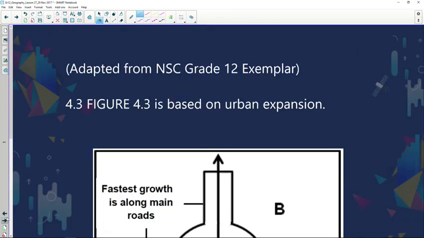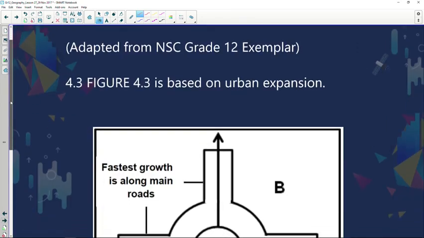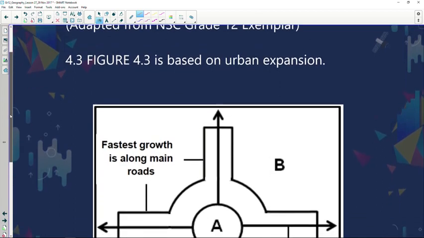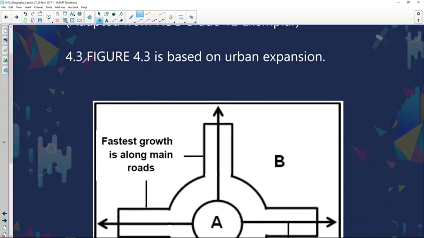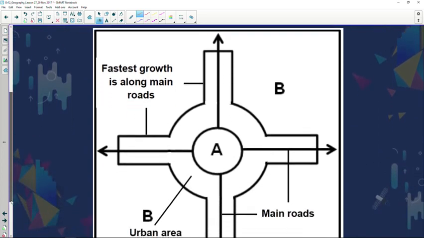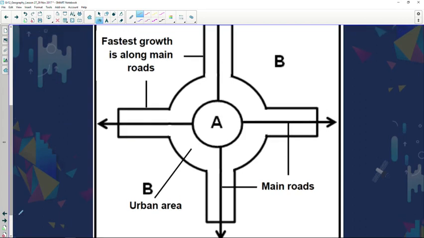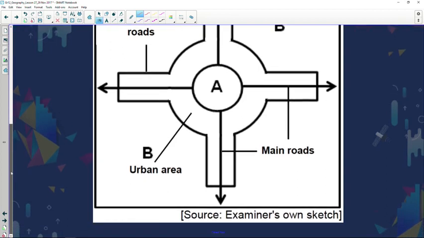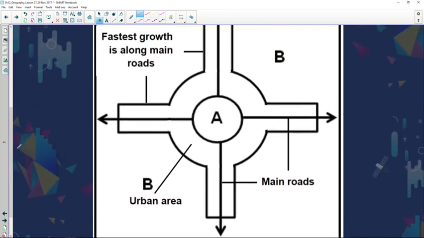Now that's the short questions answered with the multiple choice. Now let's quickly go to the longer type of questions, your paragraph questions. Now if you look at figure 4.3, it is based on urban expansion. It's the urban area actually getting bigger. Now we're talking about the physical buildings in residential areas. Now, as you can see, this is the urban area. A probably represents the CBD, and as you can see, all the roads link to the CBD in the middle. But let's have a look at the questions that are being generated from here.